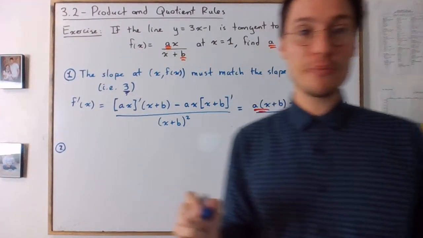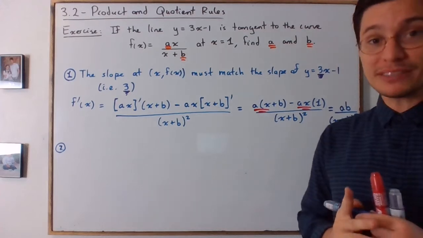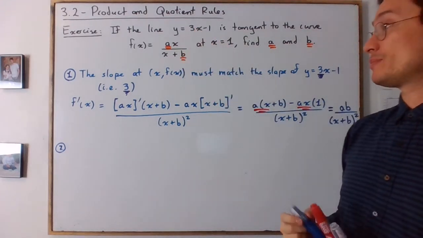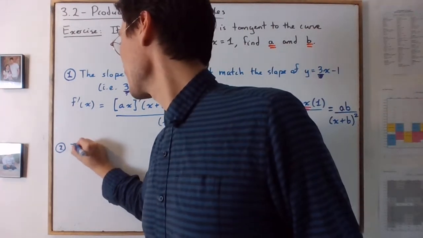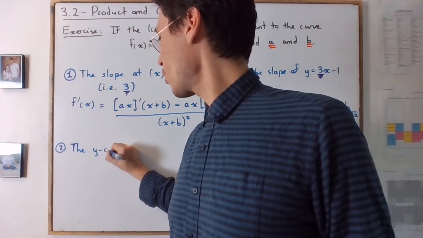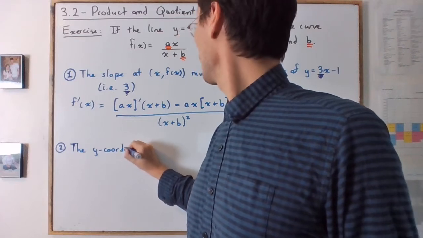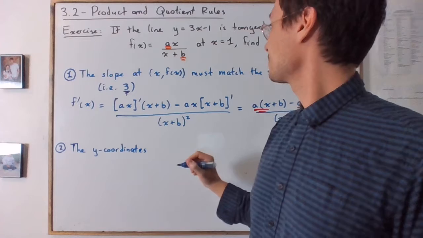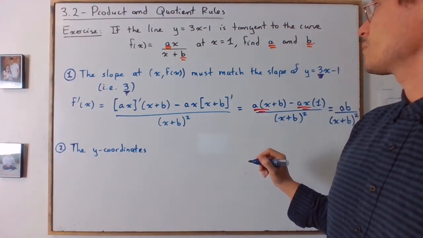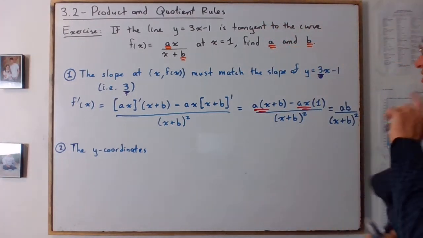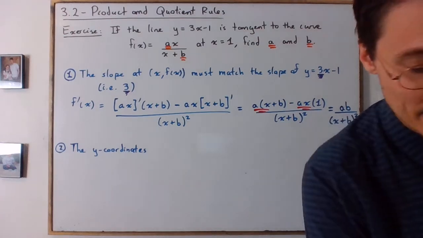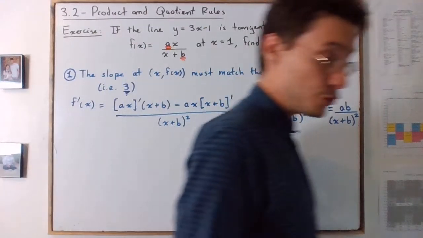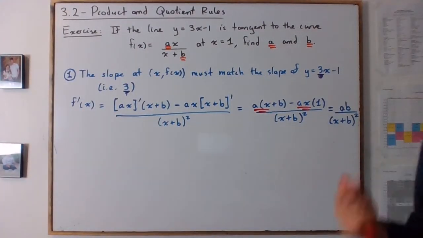The second argument is that at the point of tangency, the values of y should match. The y coordinates... oh, and I forgot to do something actually. Oh yes, sorry about that. I'm just going to erase this. One thing that I forgot to do is to use the at x equals 1.